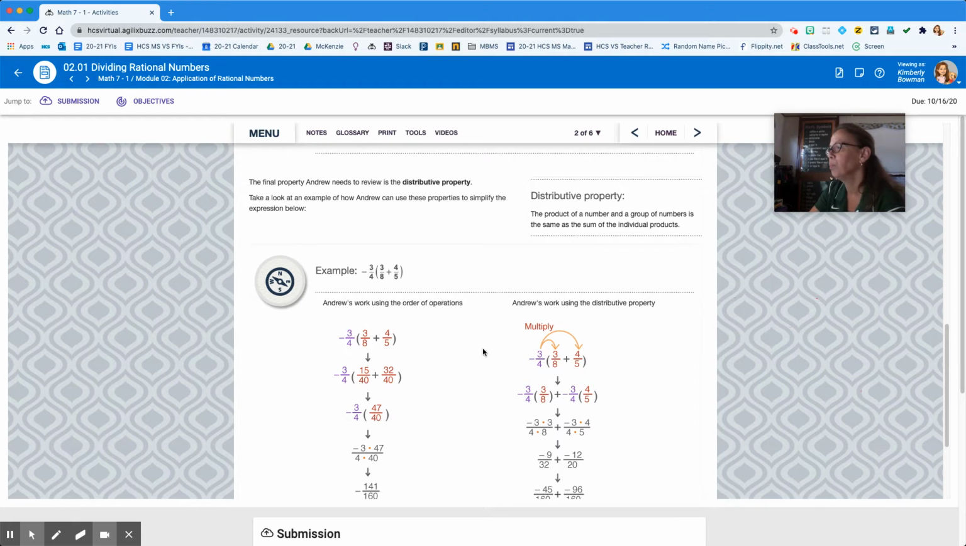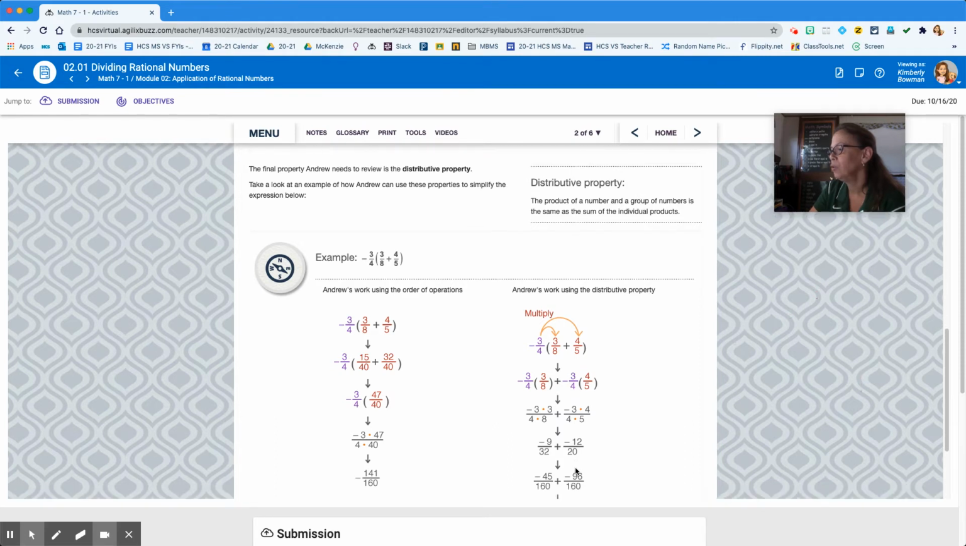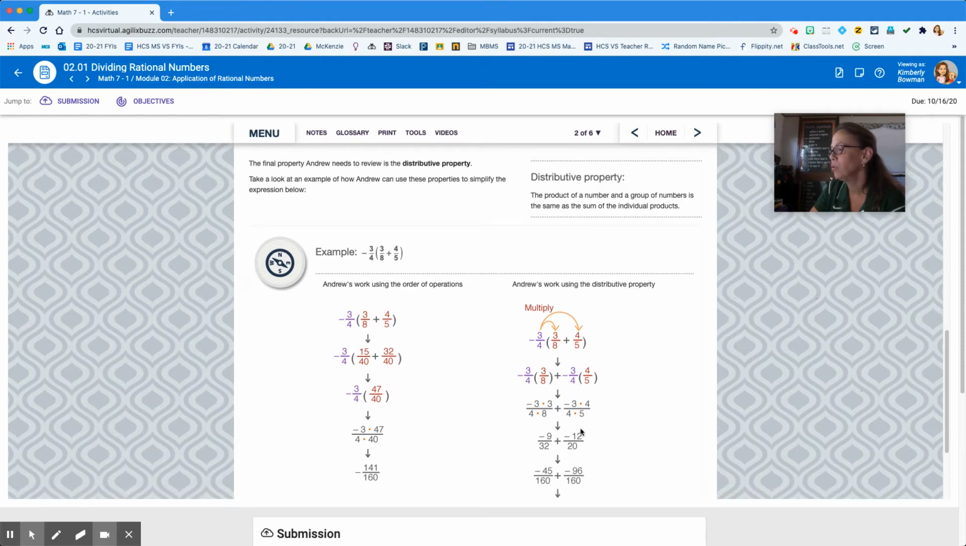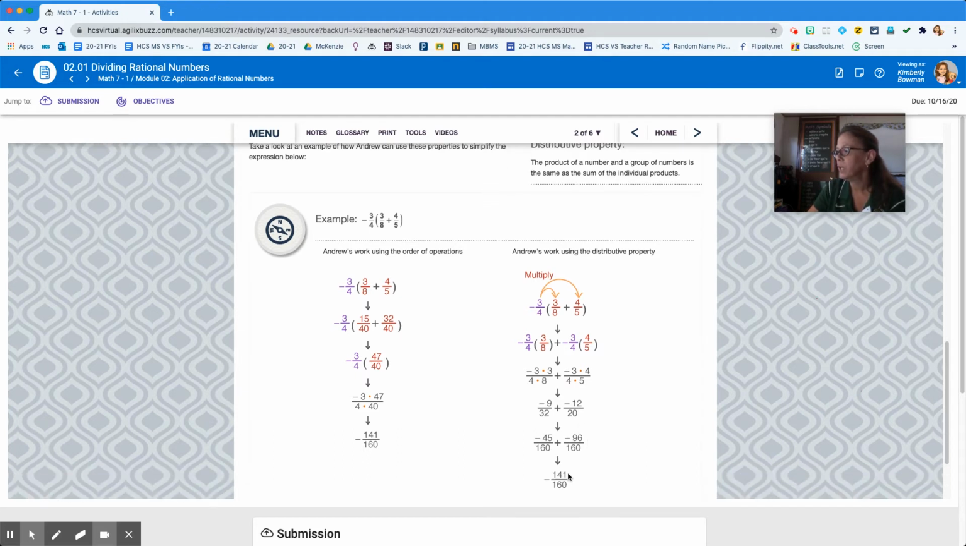But the distributive property says that I could multiply the -3/4 outside times each of the people, I call them the people on the bus. So -3/4 times 3/8 and -3/4 times 4/5. Then he can multiply those, and then you can see if you can reduce them at all, but you can also get a common denominator so that you can add them together. And that's what he ended up with, was -141 over -160.